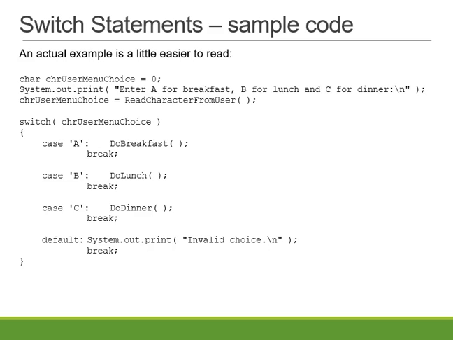Let's look at this code sample since it makes the switch statement easier to understand. In this case, the user has the option to select A for breakfast, B for lunch, and C for dinner. When the variable being switched on is equal to a case, the statements following that case will execute until a break statement is reached. If the user enters C, the user menu choice is C, and the do dinner method executes in this example. If the user enters an X, default logic will execute and send the user the invalid choice error message.